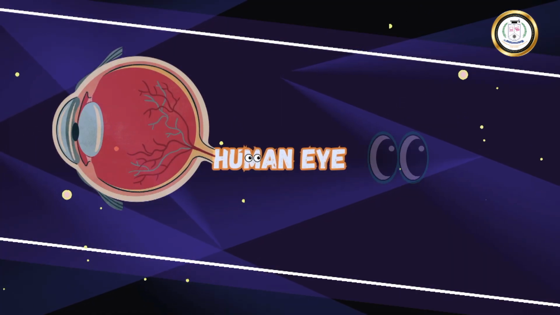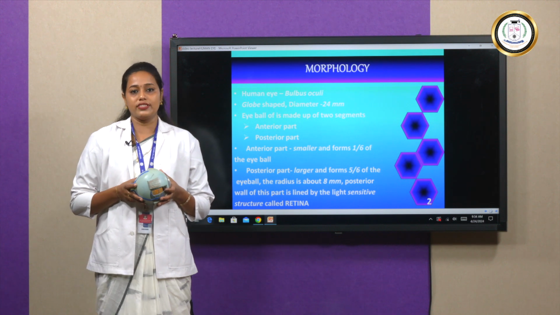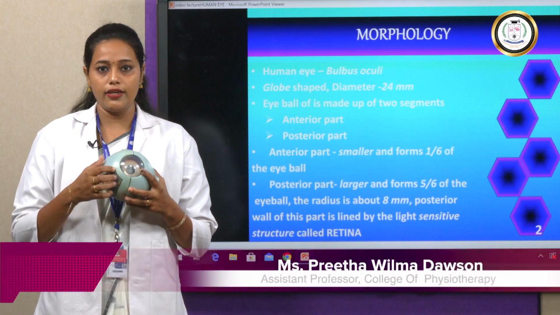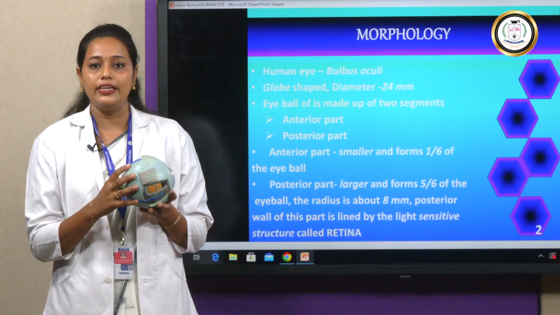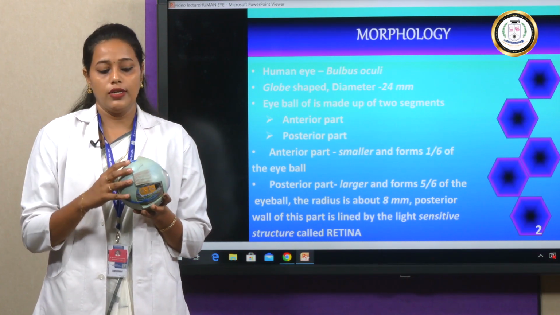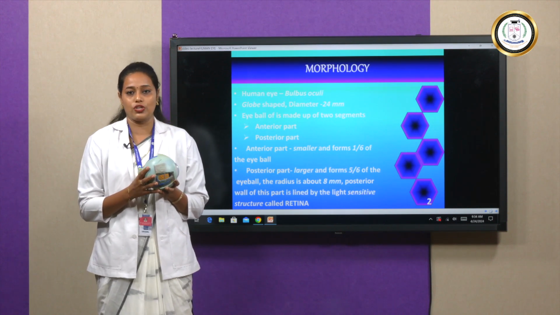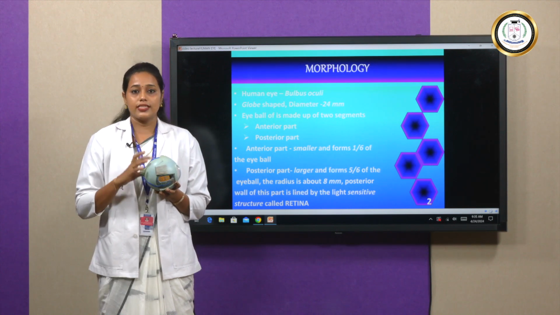And yes, today's topic is about the human eye. Without any further delay, let's get into the topic. The human eye is also known as bulbus oculi, which is globe-shaped with a diameter of 24 mm. The human eye consists of two segments, the anterior part and the posterior part. The anterior part is smaller and forms 1/6 of the eyeball, whereas the posterior part is larger and forms 5/6 of the eyeball. The posterior part's wall is lined by a light-sensitive structure called the retina, and the diameter of this posterior wall is about 16 mm.